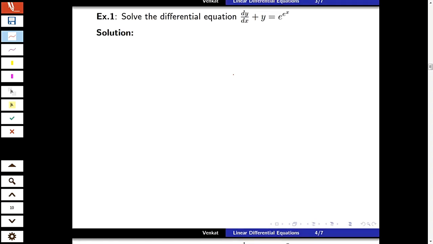Come to example 1. Solve the differential equation. First identify which of the following forms it is, linear in x or linear in y. The standard form is dy by dx plus p y equal to q. Yes, it is y. Linear in y. Compare with the given differential equation: you get p of x, whatever is multiplying y, and q of x, that is the right hand side part, e power x. Try to find the integrating factor.